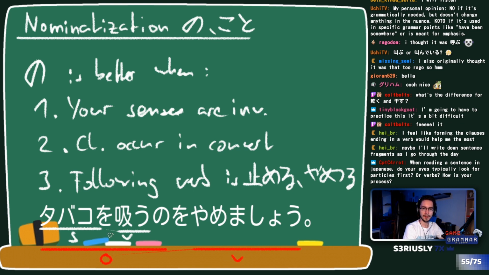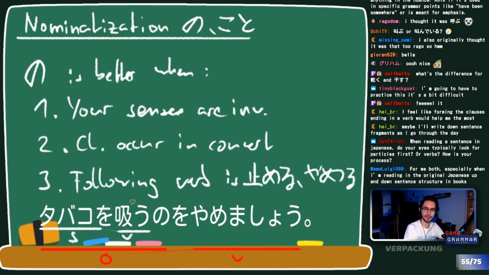When reading a sentence in Japanese, do your eyes typically look for particles first or verbs, or how is your process? I just read it, but the particles sort of automatically register as important parts, I guess. After a while, you don't really think about it that much anymore. You just read the sentence. If I don't understand it, then I try and approach it more analytically. But for the most part, when it's around my level, when I can kind of read it, I don't think about it too much. I just read the sentence as I go, like I would an English sentence, not worrying too much about what the words are that I'm looking at.